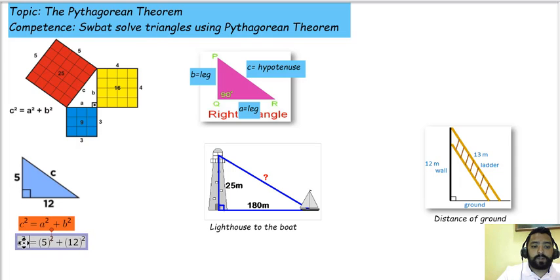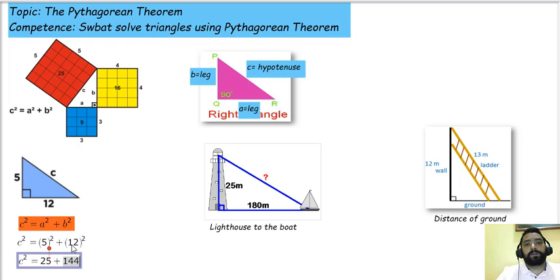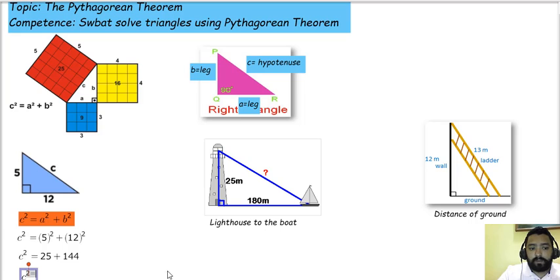Now we are going to solve it. c to the second equals, remember, 5 to the second is 5 times 5, it's 25, plus 12 to the second, it's 144 because it's 12 times 12. Then you need to add 144 plus 25, which is 169. And we are going to continue. c to the second equals 169, because you add 144 plus 25, it's 169.